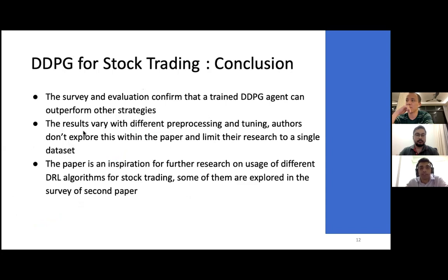I also found that the results vary with different pre-processing and different tuning techniques. The authors didn't explore this in a lot of detail within the paper, and their research was limited to just a single data set. But nevertheless, the paper is an inspiration for further research on usage of different DRL algorithms for stock trading. Some of these algorithms are explored further in the survey of the second paper, and the third paper will see how single agent versus multi-agent strategies are used.